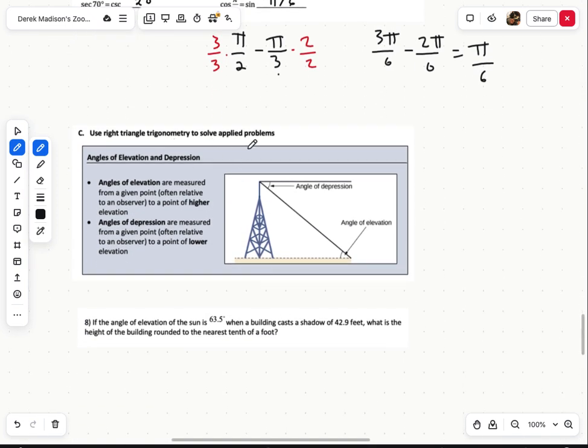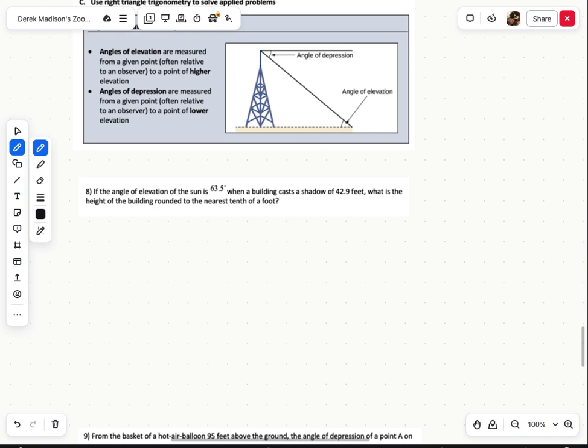Lastly, in this section, we have just a few examples using the right triangle trig for some application problems. A couple of definitions. Angles of elevation are measured from a given point to the higher elevation. So if I was standing on the ground and it said the angle of elevation to the top of this tower is 27 degrees, that's showing what it's measuring. If I was at the top of the tower and it was saying the angle of depression from the tower to the ground is 27 degrees, this is what I'd be measuring. So just to help with the drawings that are coming up, there's those two definitions.